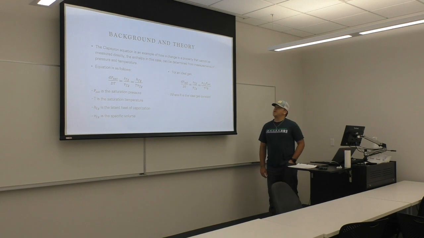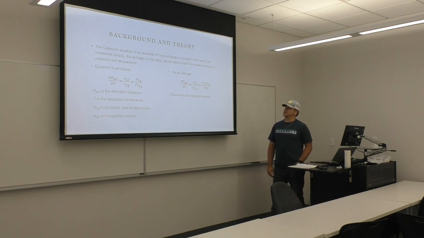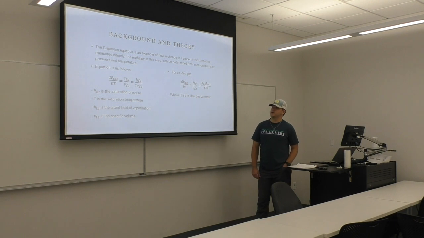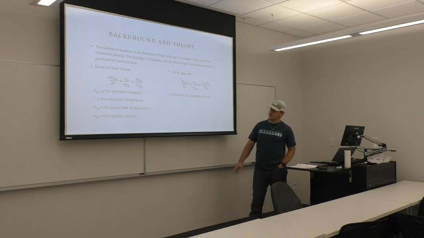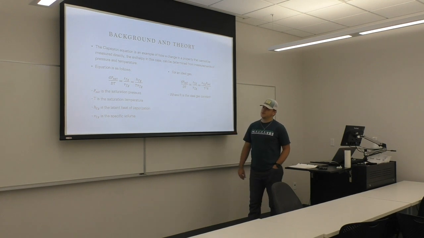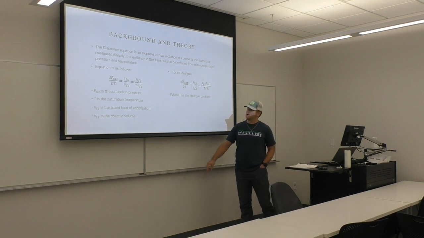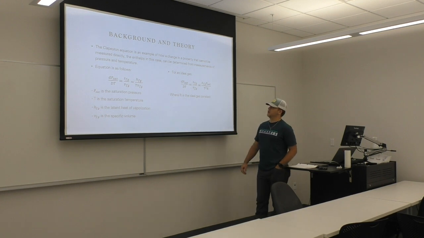So a little background and theory on the equation is it is an example of how the change in property that cannot be measured directly can be determined from the measured pressure and temperature. And so out of the manual, the equation for the Flanagan equation is dP sat over dT equals SFG over VFG, which is also equal to HFG over T VFG, where P sat is the saturation pressure, T is the saturation temperature, HFG is the latent heat of vaporization, and VFG is the specific volume. And then also SFG is the entropy.